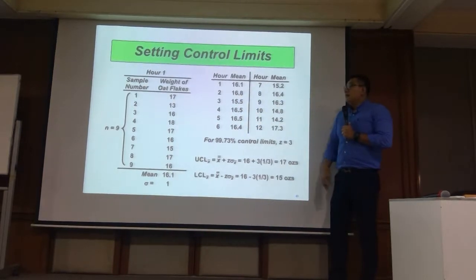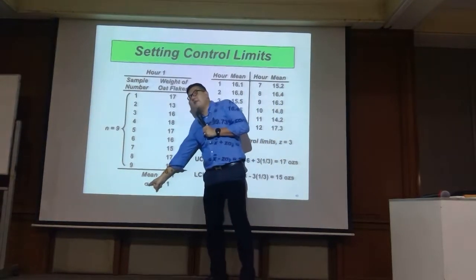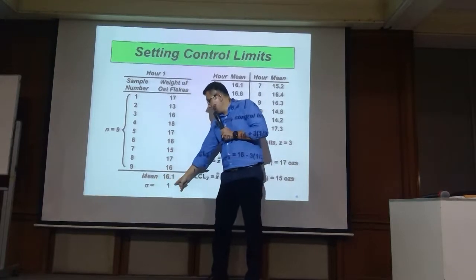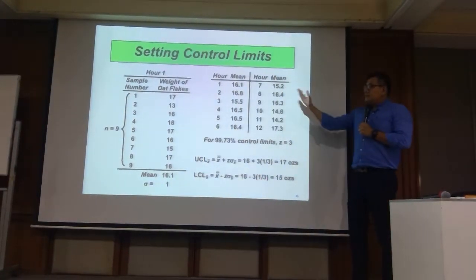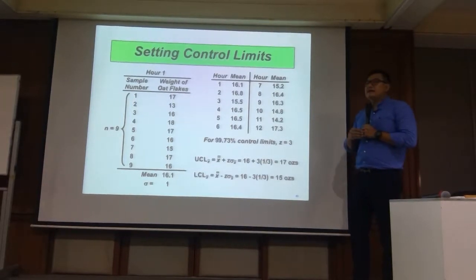Okay. Let's suppose that we know the standard deviation of the population or the process. From the historical data, sigma is equal to 1. So we know that this is about the weight. Weight is variable data, so I'm going to develop the X bar chart.